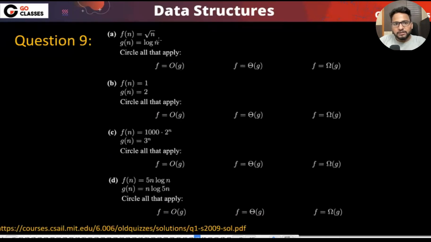Let's talk about this: n power something and log n power anything. I think n power something is always greater. So f(n) will be in the big O. Okay, this is wrong, and this theta is wrong. Yeah, this is correct, right? That's a nice question. Can you tell me what is the answer for B? What is the answer for B?